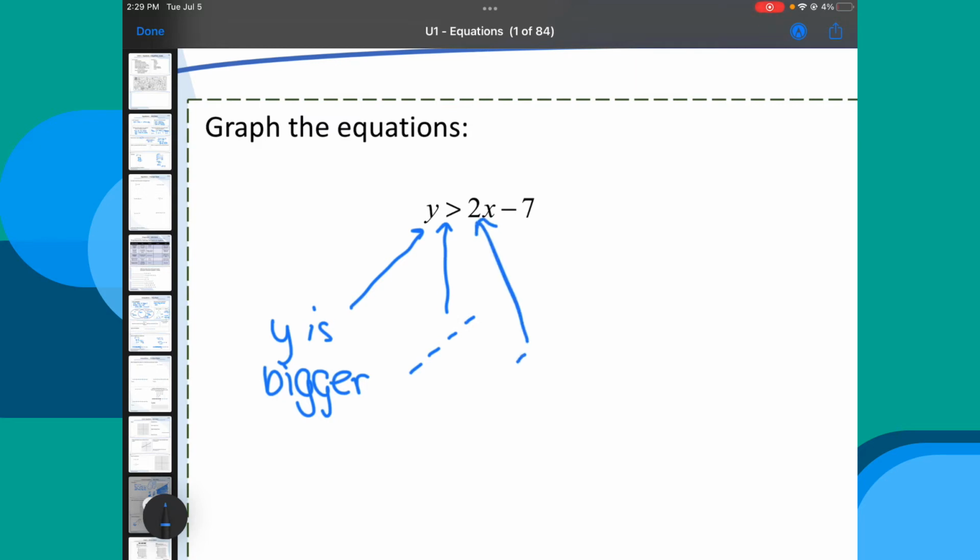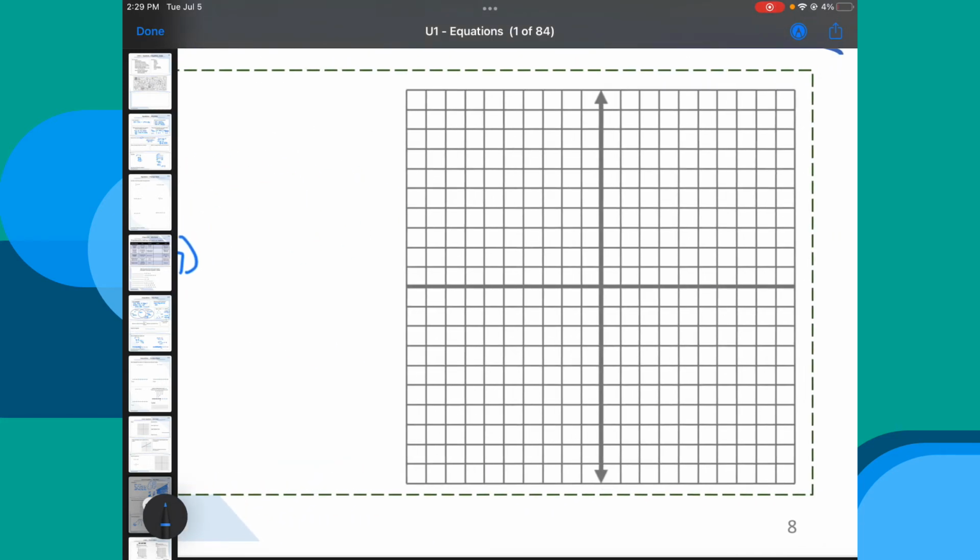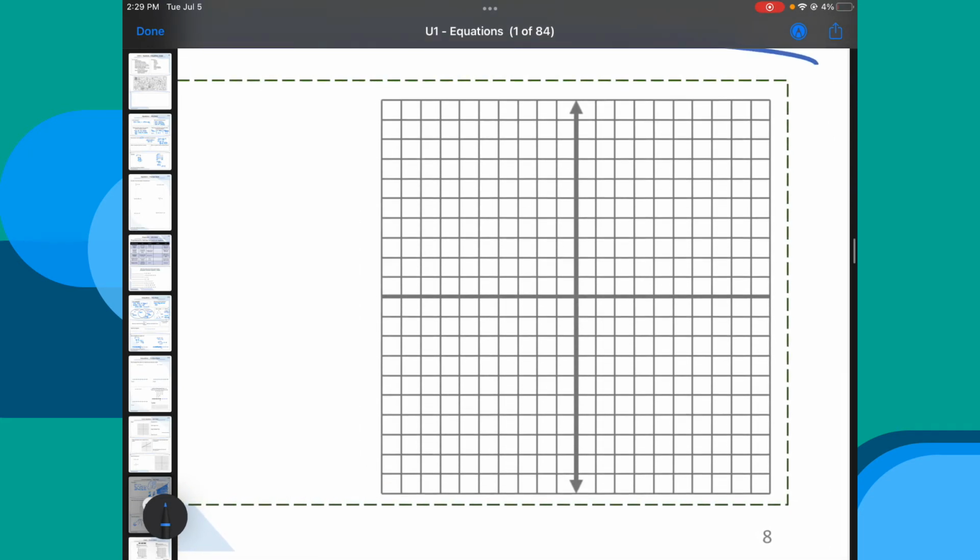Our slope is in front of our x, so our slope is 2 over 1. That means we're going to go up 2 to the right 1. And then we also have our beginning point of y, which is our y-intercept, and that would be the point 0, negative 7. So our beginning point always goes to the middle of our graph. So we're going to count down 7. 1, 2, 3, 4, 5, 6, 7. We're going to make our first point.